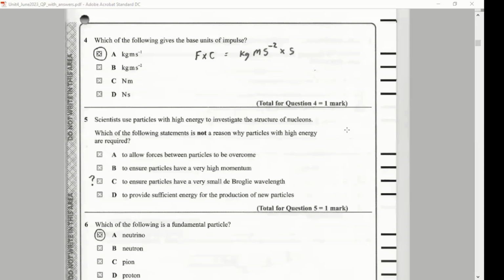Well, to ensure particles have very high momentum, that's very important, so they can smash into things and knock things. Is there a reason when we're investigating the structure of nucleons? Do we have to have those very small de Broglie wavelengths? Isn't that really for when you're, for example, diffracting electrons through structures and you want the de Broglie wavelength to match the size of the gap? I'm thinking the answer must be C, but I'm not very happy with that question, because don't they have a very high momentum so that we have a small de Broglie wavelength? I think the answer is C, but I wouldn't want to stake my life on it.